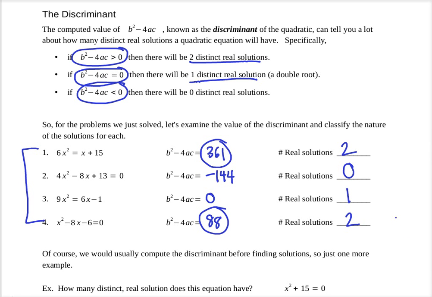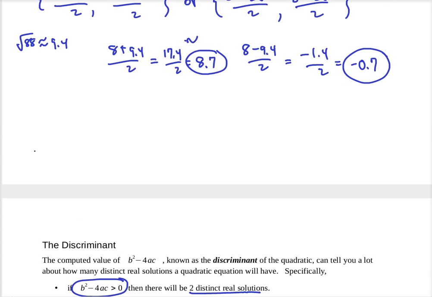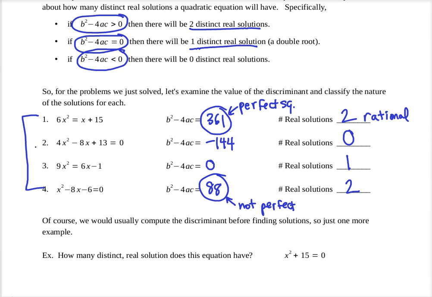But if we want to drill down a little bit further, we can make a further determination: because 361 is a perfect square, the square root simplifies out exactly and gives us two rational solutions. Whereas the square root of 88 is not a perfect square, and so it doesn't simplify down to a nice solution, which leaves us with irrational solutions.